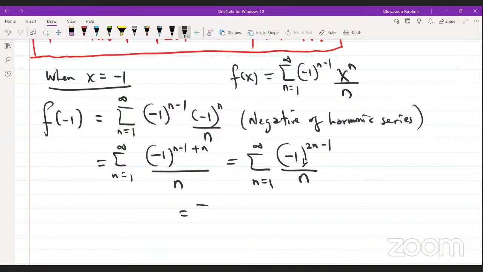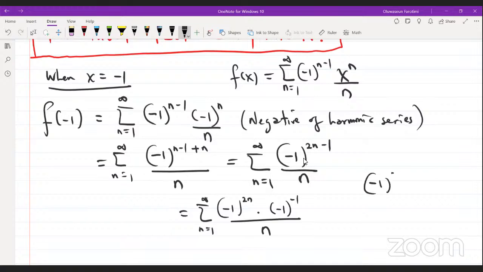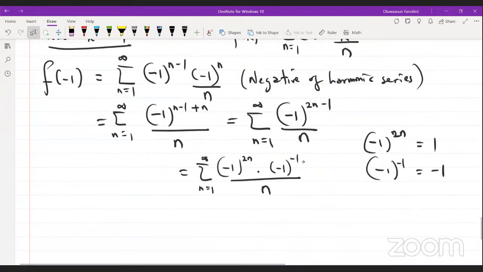Come to the bottom. So this guy is n goes from 1 to infinity, -1 to the power of 2n times -1 to the power of -1 divided by n. Now, what is 2n? 2n is an even number. When n is 1, 2 times 1 is 2. When n is 3, 2 times 3 is 6. So -1 to the power of 2n will give me 1, right? But -1 to the power of -1 will give me -1. So that means this guy is exactly equal to -1 over n.